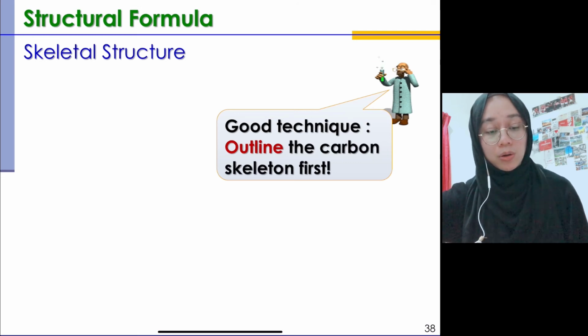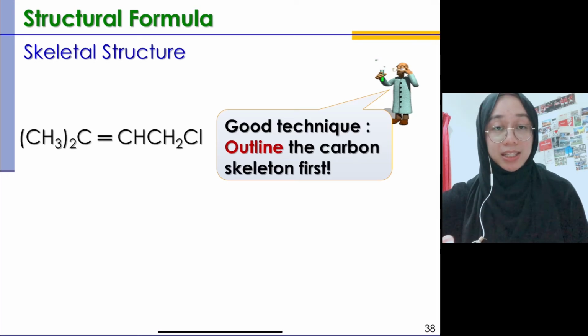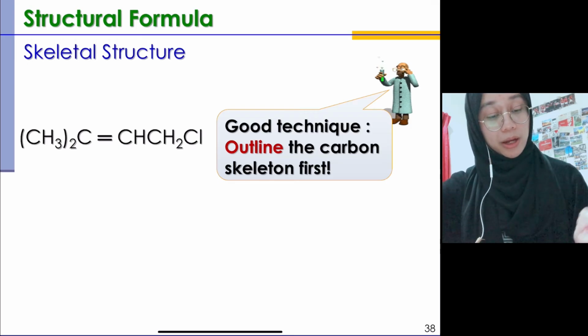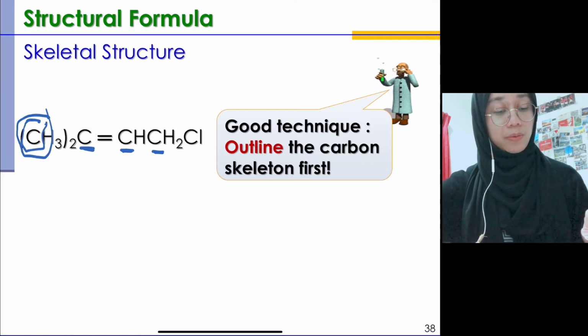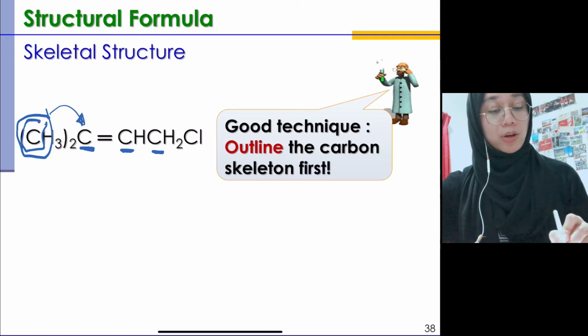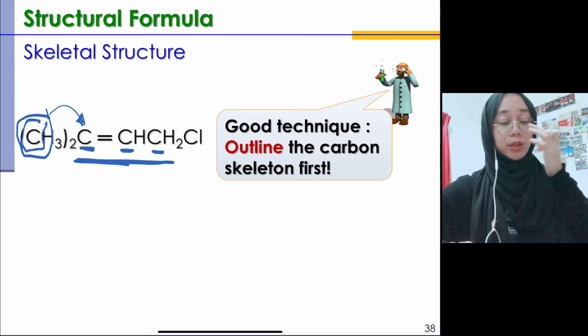Okay, so ini pula skeletal structure. Outline the carbon skeleton first. Okay, this is just a technique lah untuk bantu kamu awal-awal. So apa yang dia maksudkan dengan outline carbon skeleton dahulu? Kamu tengok dahulu carbon yang ada. So kita ada 1, 2, 3. Okay, and then dekat bahagian ni kita ada 2 carbon lagi yang dalam bracket, which is attached kepada this carbon here. Okay, so kita tengok dahulu yang ni lah. Ini adalah main chain dia. Okay, so kita tengok yang tu.